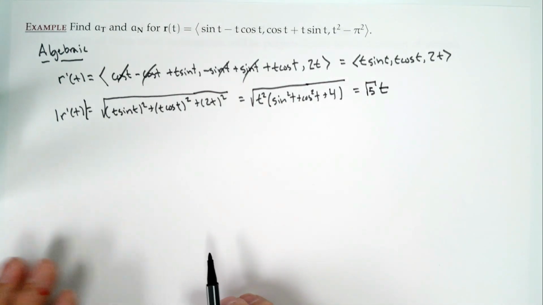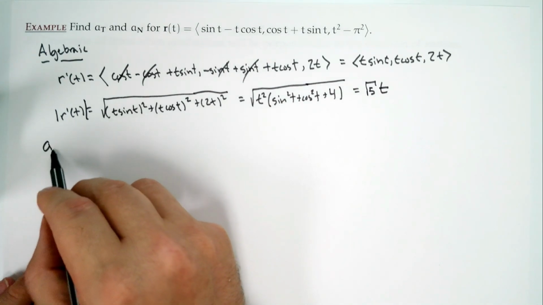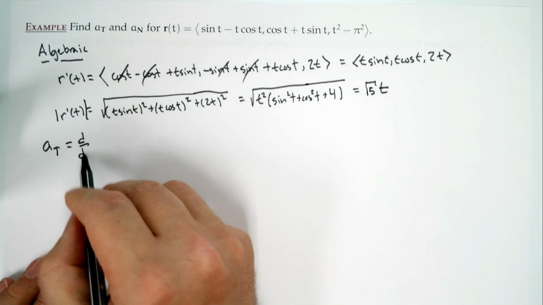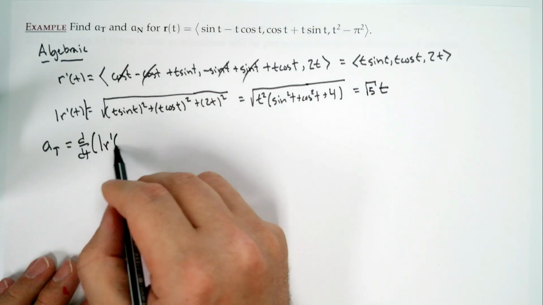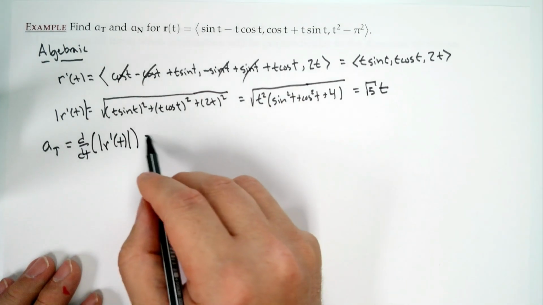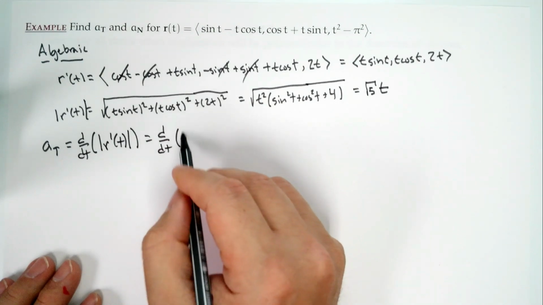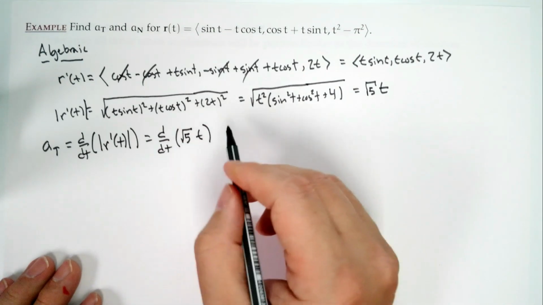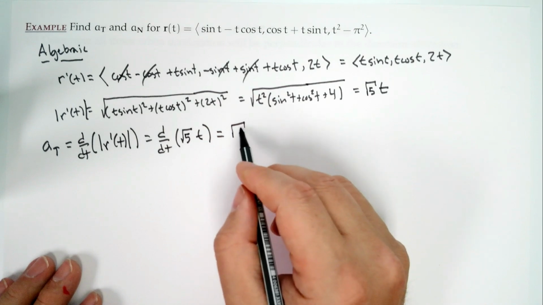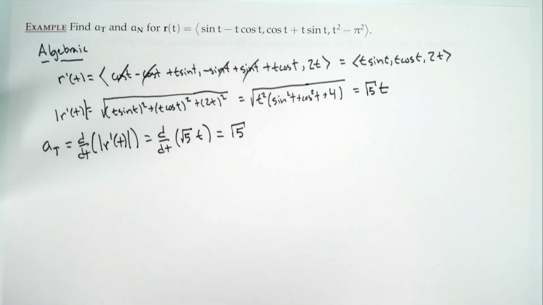All right, good. So a sub t is the derivative of the magnitude, which means it's the derivative of square root of 5 times t, which means square root of 5. All right, so this is a little different. Last time we had a sub t was 0. This time, that's square root of 5. Well, that's fine. It's got to be something, so why not square root of 5? Now, that's our a sub t.